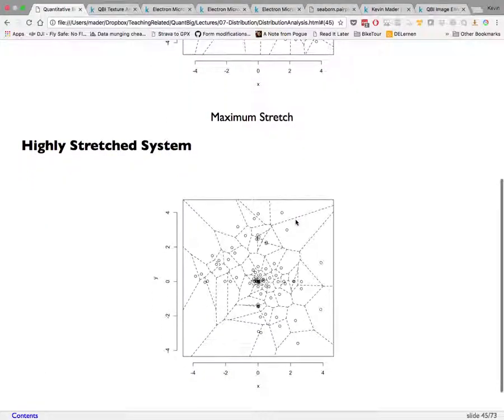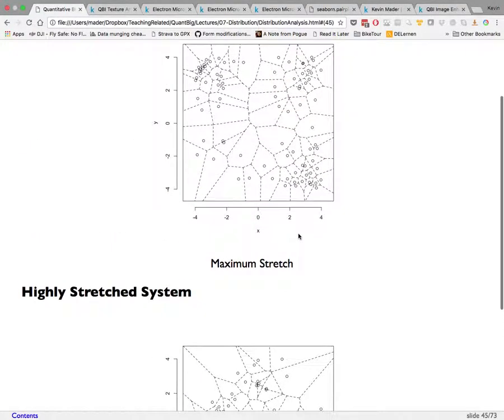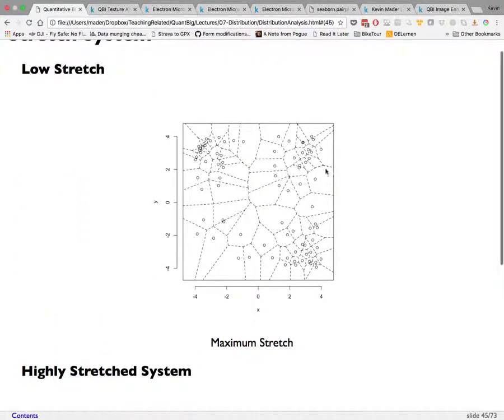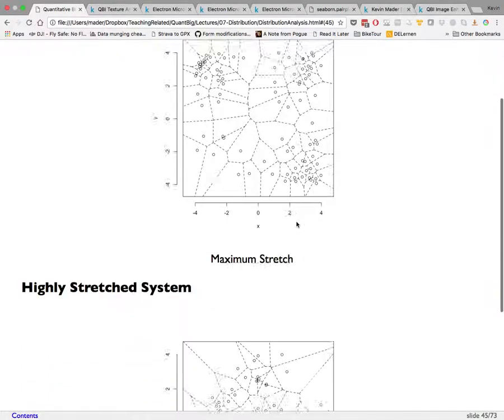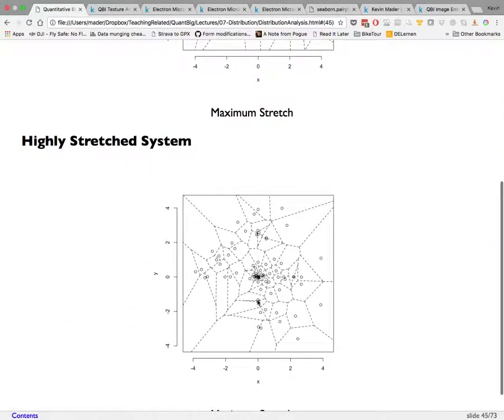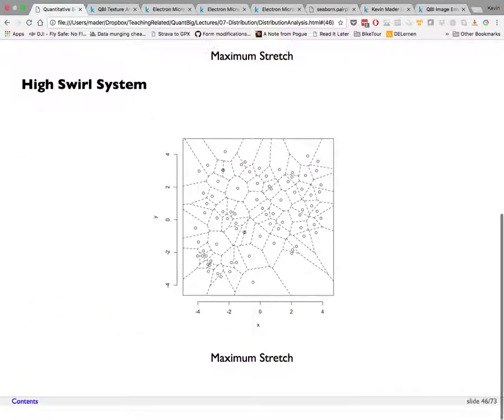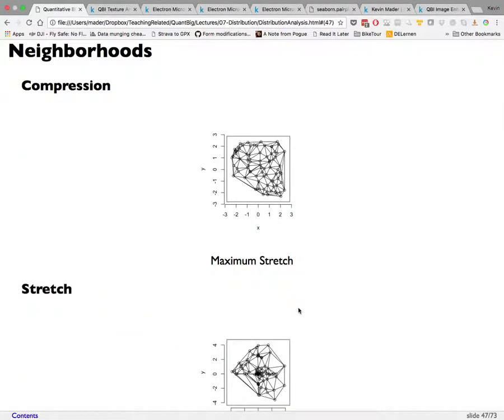And with stretch, we again get very large changes. This is what we'd actually expect, because the systems that we showed before, where we had the same average density and different density distributions, had the same sort of transforms applied to them. So here we have a low stretch system where things are near the borders, and here a high stretch system where things are packed towards the middle. Then swirl, which we'll leave out for now.